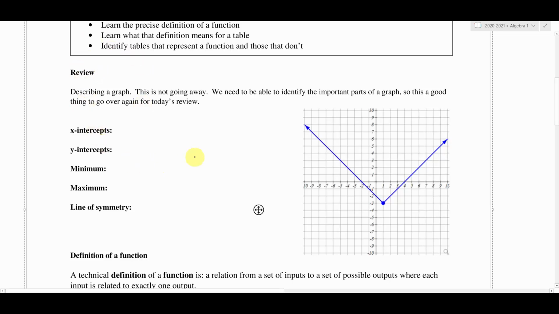All right, so you might remember a problem similar to this on last week's test where we are given a function and our job is to find these important points, the x-intercepts, y-intercepts, minimum, maximum, and the line of symmetry. All right. So let's start with the x-intercepts.